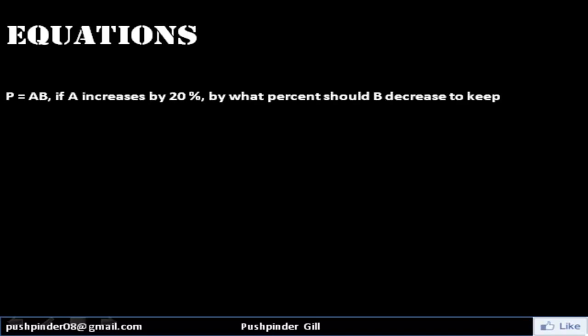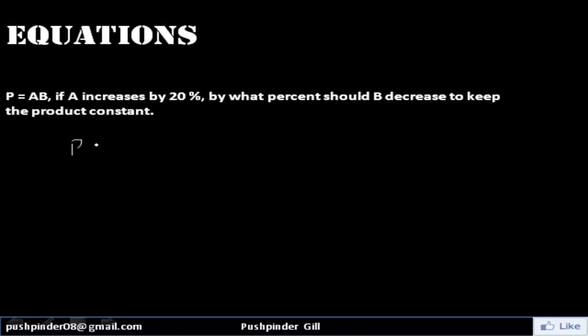Now let's see this question over here. P is equal to A into B. A increases by 20%. By what percent should B decrease to keep the product constant? So most of you will be saying, okay, if A increases by 20%, B also should decrease by 20% so that the product remains constant. However, that approach is wrong. Now let's see how is that approach wrong.